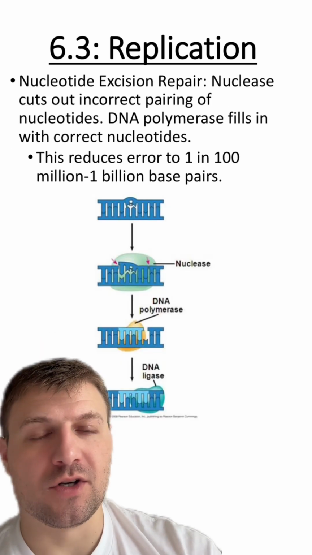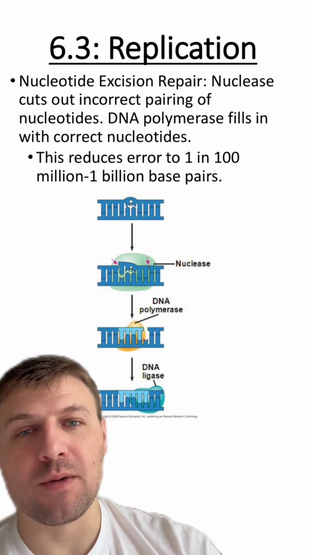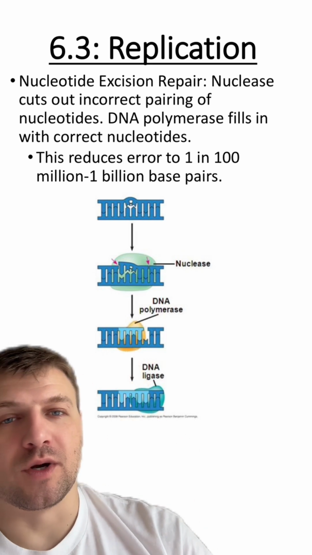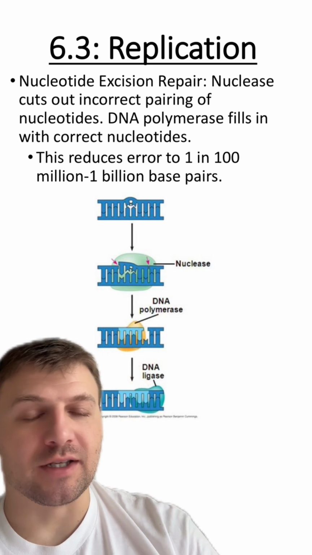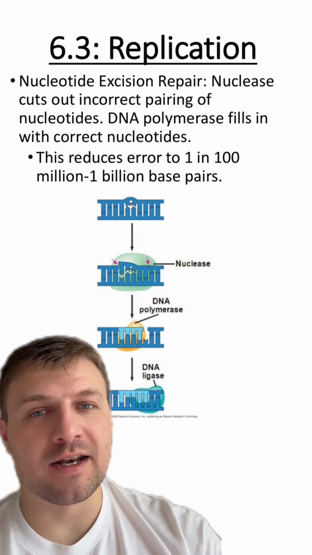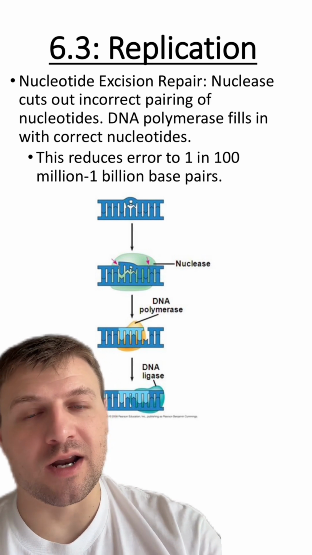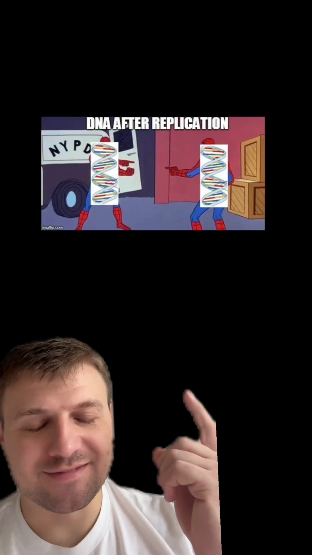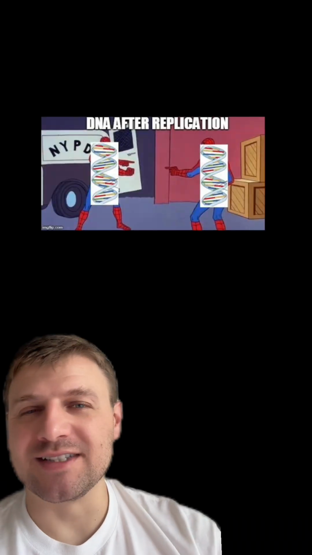There's also something called nucleotide excision repair, where an enzyme will come in when it finds an error, take out that DNA, and replace it with new DNA by allowing DNA polymerase to fill in the correct nucleotides. When all this is said and done, this reduces the error rate to about 1 in 100 million to 1 in a billion. And we're going to end with this great meme, DNA after replication. Yep, you get 2 exact copies of DNA.